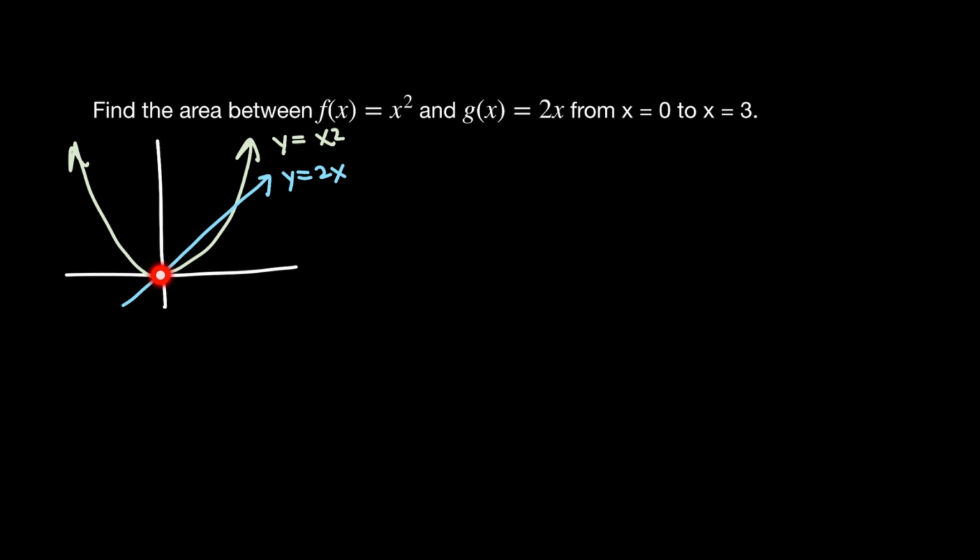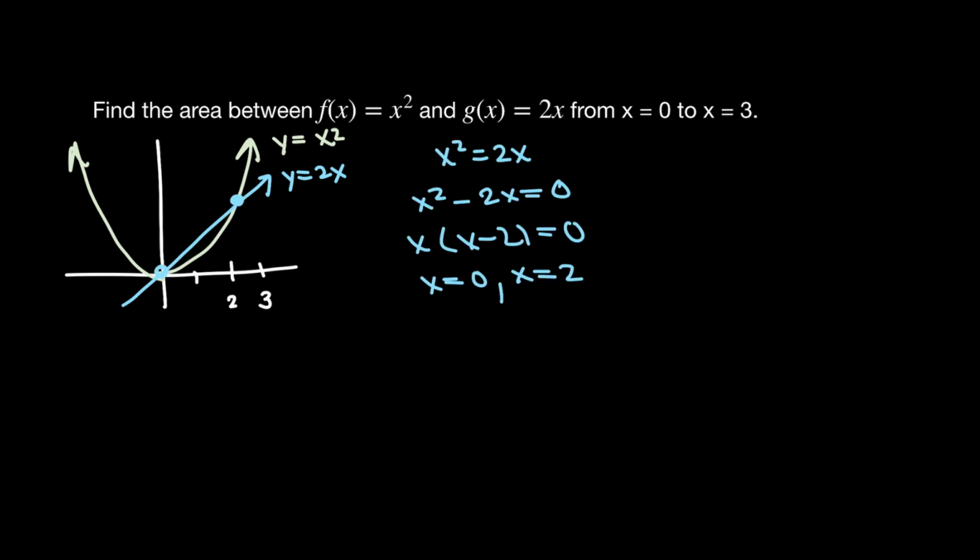So I can see in my picture, I can visually tell these two functions intersect at the origin, but I can also see they have another intersection point as well. And so I want to figure out where these functions intersect. So I'm going to do that by using substitution. We have y equals x squared and y equals 2x, so I can just set those two functions equal to each other to figure out where they intersect.